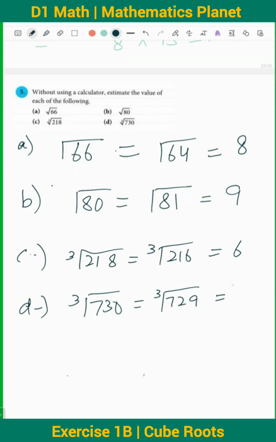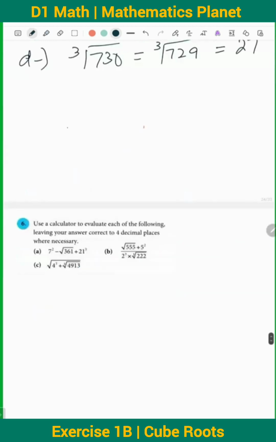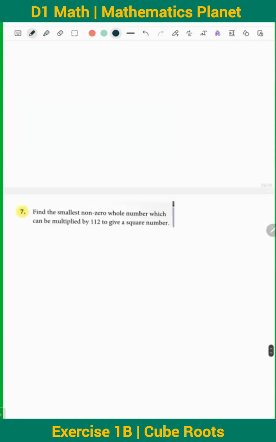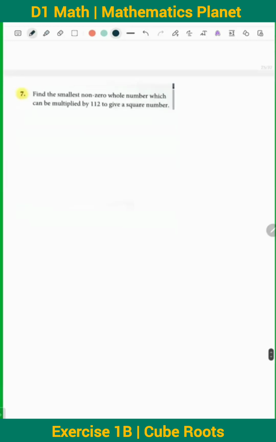Okay. So question number 6 is the calculator question, so we are leaving this. Coming to question 7. Find the smallest non-zero whole number which can be multiplied by 112 to give a square number. Okay. So are you going to give me any ideas?